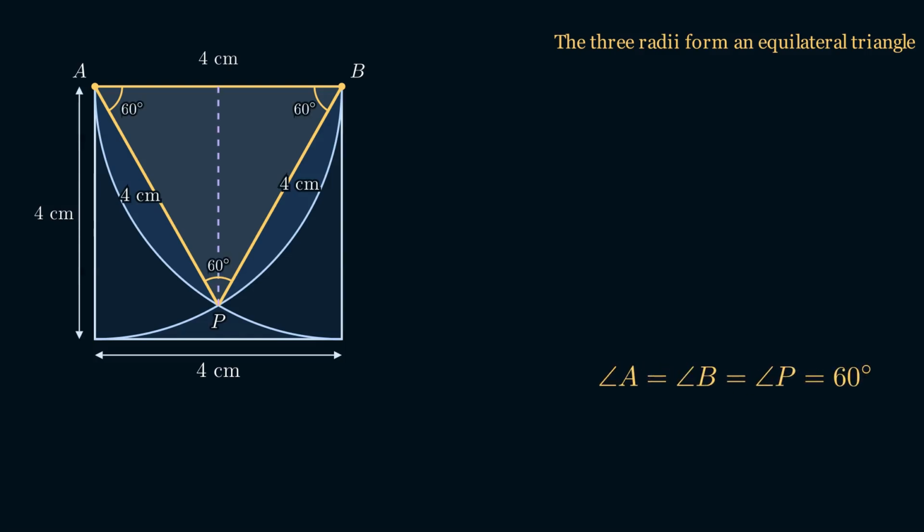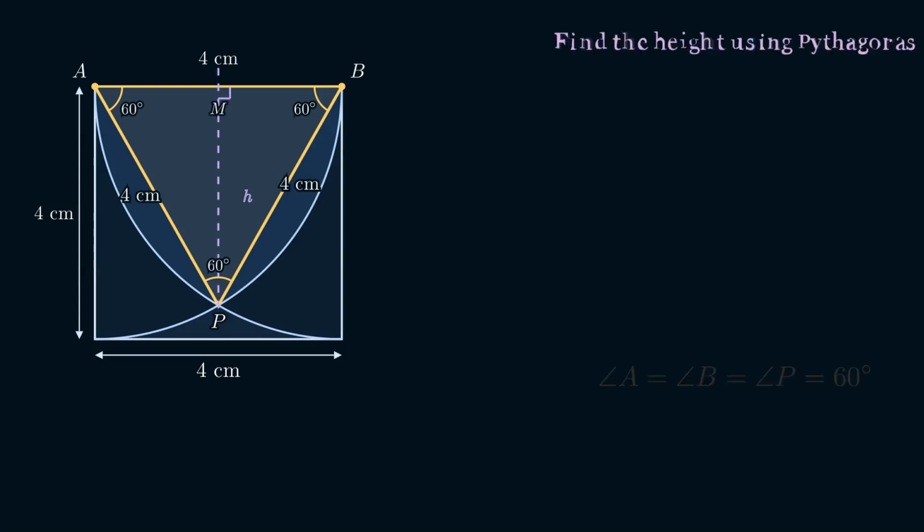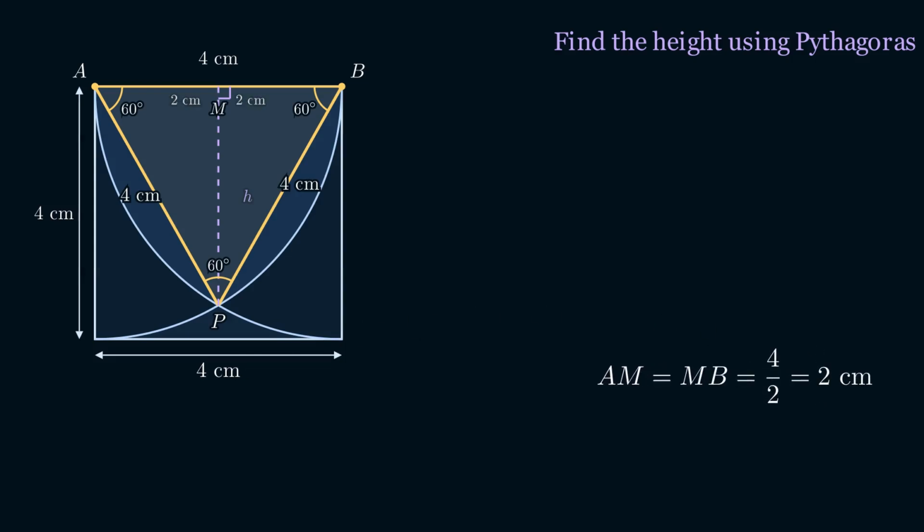Drop a perpendicular from P to the midpoint M of AB. Let the perpendicular height be h. The midpoint divides the 4 centimeter base into 2 equal parts. AM equals MB, which is 4 divided by 2. So each part is 2 centimeters.